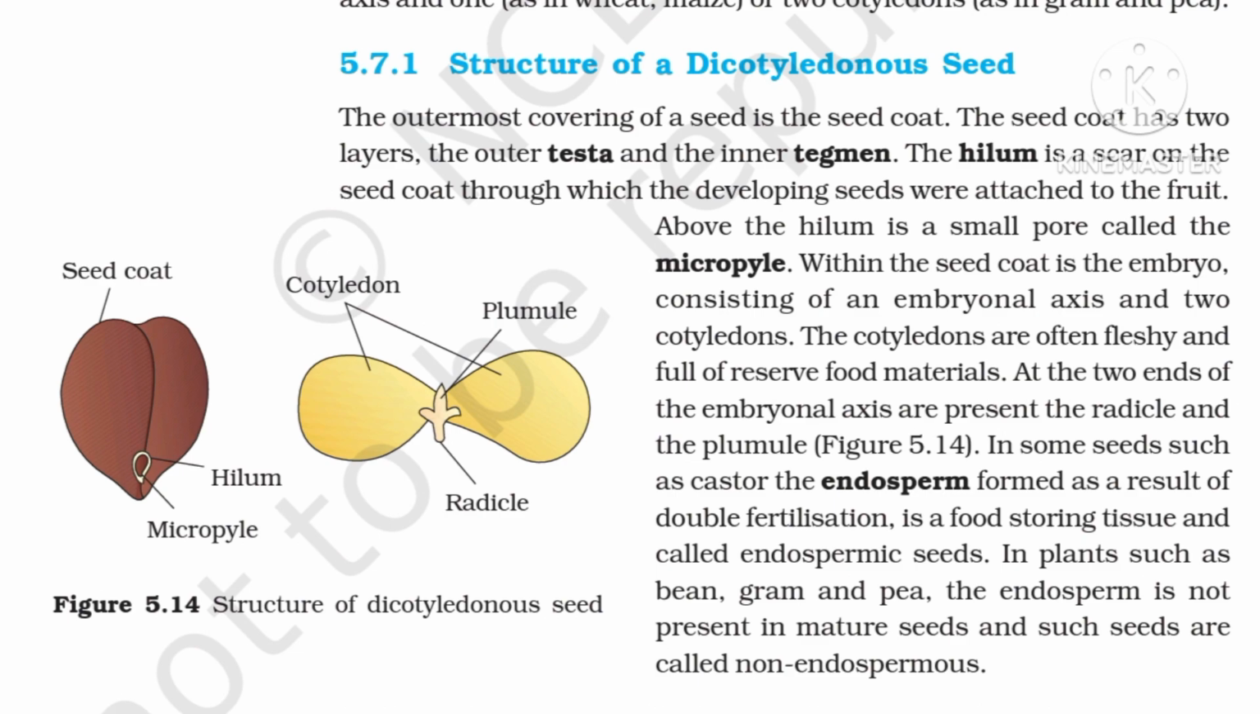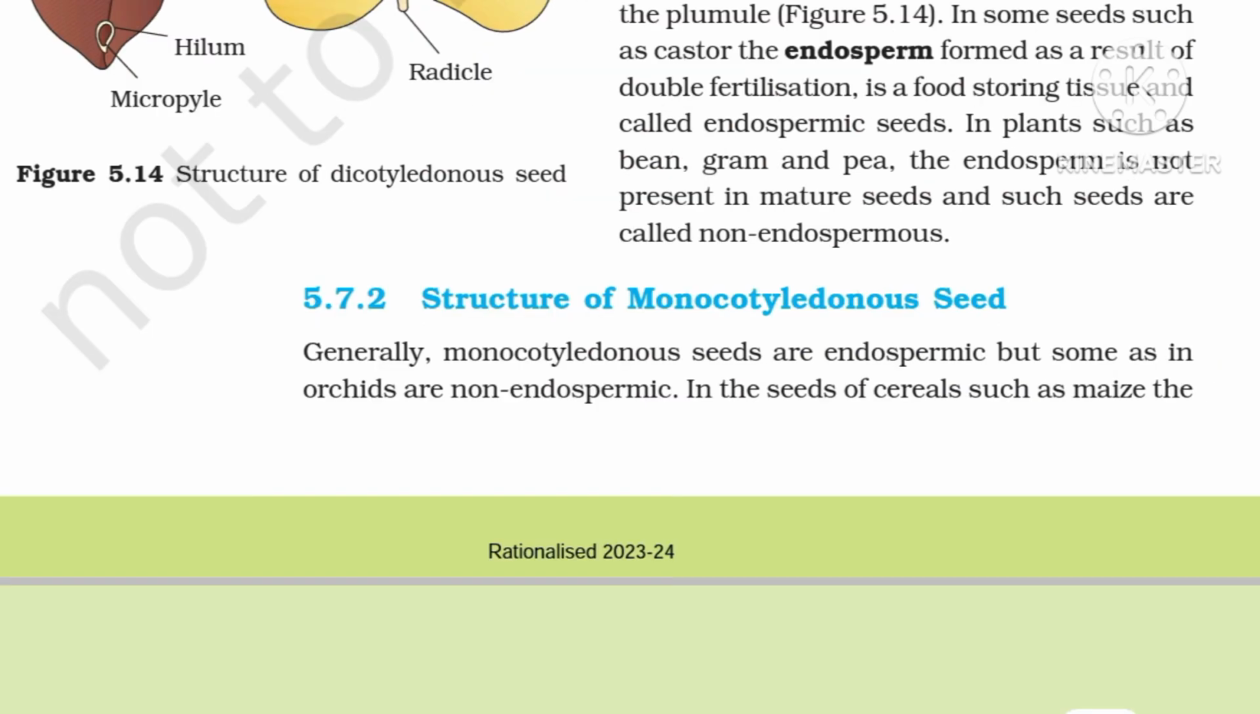In plants such as bean, gram and pea, the endosperm is not present in mature seed, and such seeds are called non-endospermous. Structure of monocotyledonous seed. Generally, monocotyledonous seeds are endospermic, but some, as in orchids, are non-endospermic.